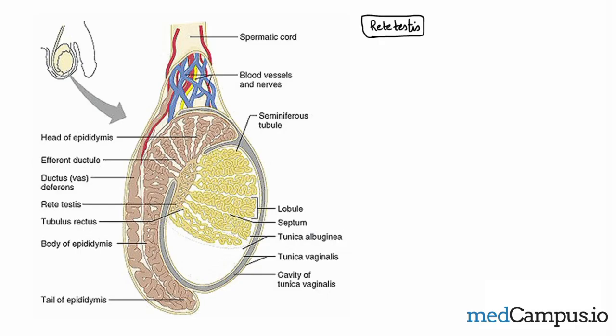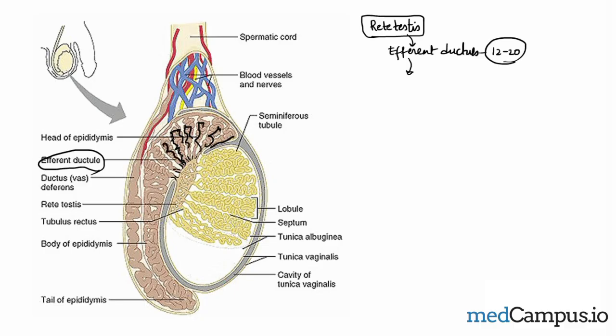After this, the rete testis at the terminal end gives rise to efferent ductules. What is the number of the efferent ductules? There are 12 to 20 efferent ductules derived from the rete testis. So the rete testis gives rise to efferent ductules. The efferent ductules, you can see, again convolute, and these convolutions form the head of the epididymis.